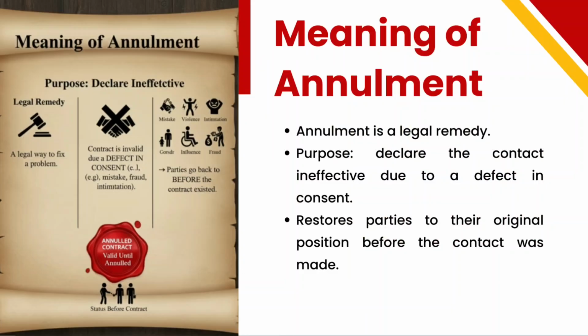Meaning of annulment. Annulment is a remedy provided by law, for reason of public interest, for the declaration of the inefficacy of a contract based on a defect or vice in the consent of one of the contracting parties in order to restore them to their original position in which they were before the contract was executed.